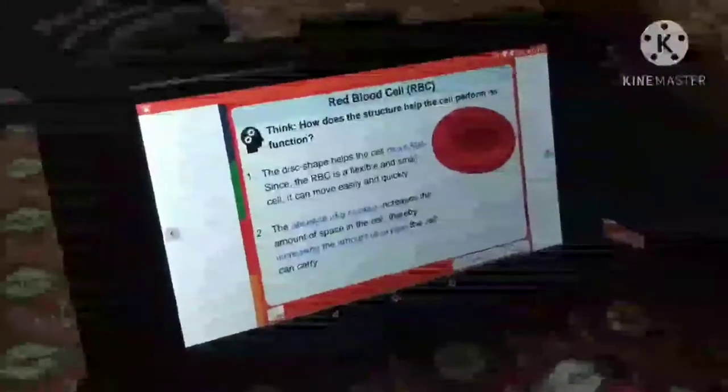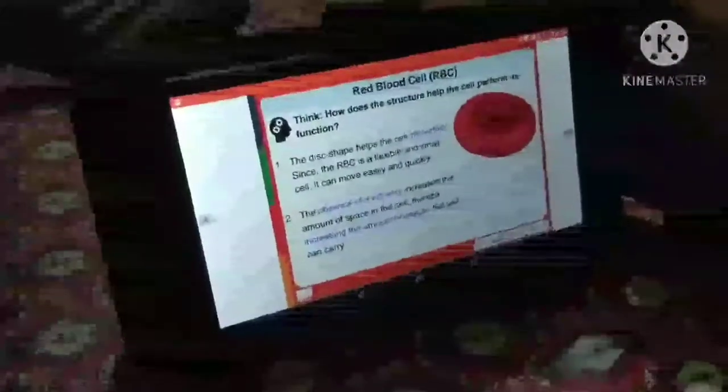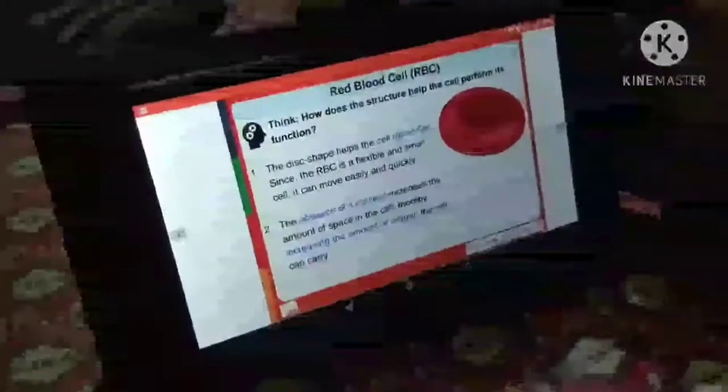The structure of red blood cells is like a disc, and it helps the cell perform its functions as given under. The disc's shape helps the cell move fast. Since the RBC is a flexible and a small cell, it can move easily and quickly. The absence of a nucleus increases the amount of space in the cell, thereby increasing the amount of oxygen the cell can carry.